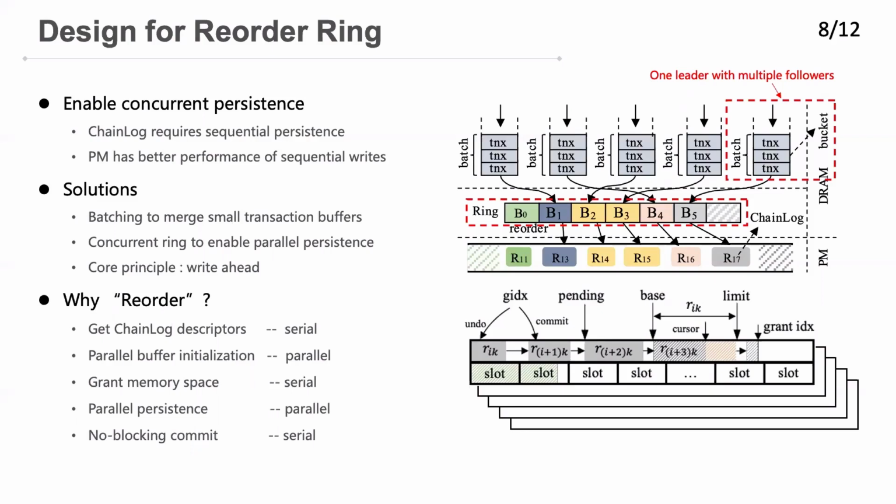So why do we call it a reorder ring? In fact, the ring is used to constrain the concurrency, and the reorder is used to guarantee the correct persistence order for chain level items. From the higher level, the chain level items are always sequentially persisted. The leader requests a chain level descriptor from the ring and asks for memory space granting. After that, it persists the chain level item, then tells the completion. While in the internals, some phases can be parallelized. We have to reorder them to restore the correct order after the completion of the parallel phases.